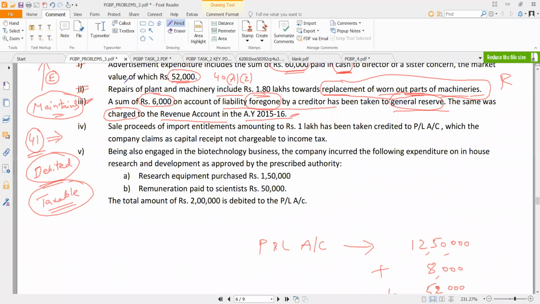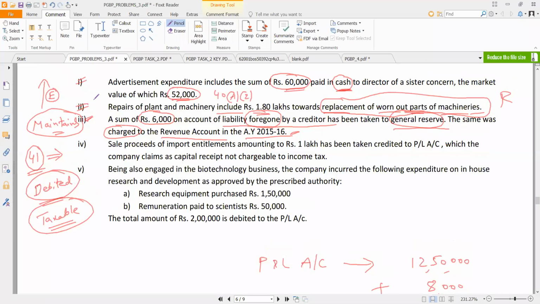Doesn't matter. We don't need to know that. Of course, we'll know that in the next class. But without knowing that also, common sense is enough. Any amount of expenditure earlier claimed as deduction and any reversal on that happening now, that amount will be taxable. This we have seen in the electricity company's case also.